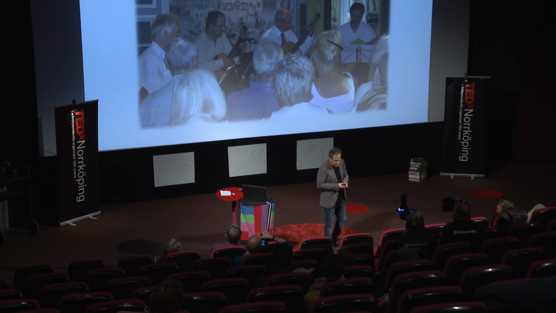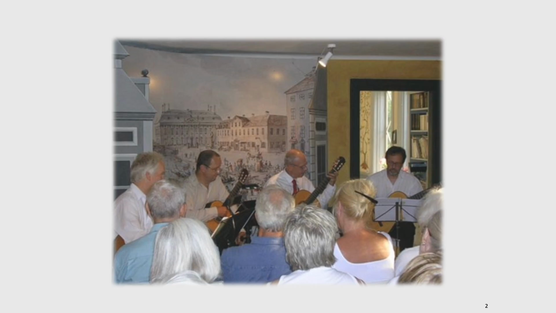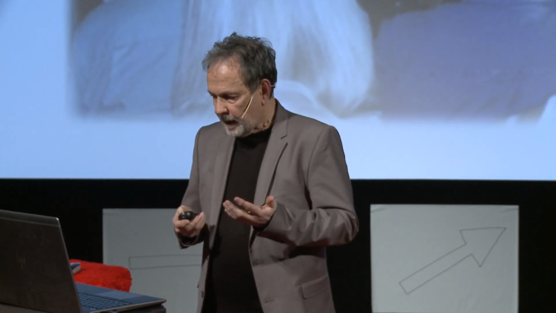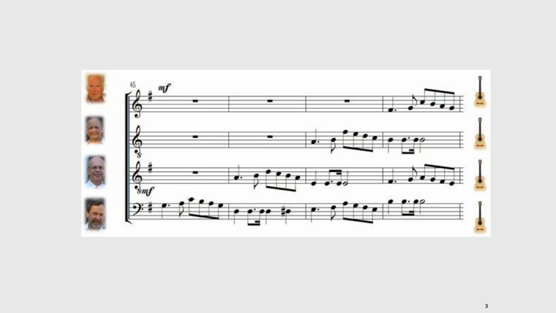And this is from one of our concerts at the Bellman Museum in Stockholm, a very nice museum which you really should visit if you can. One of the pieces that we played did look like this. It's an arrangement of one of Bellman's epistles. And as you can see, it's sort of standard musical notation.